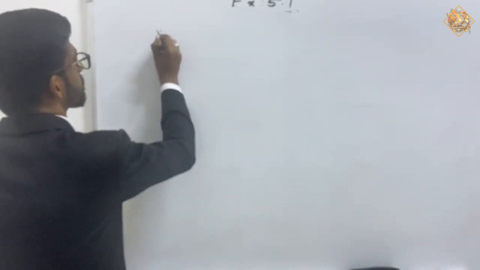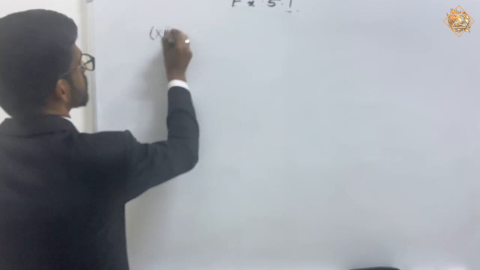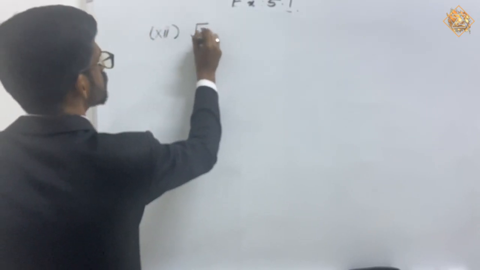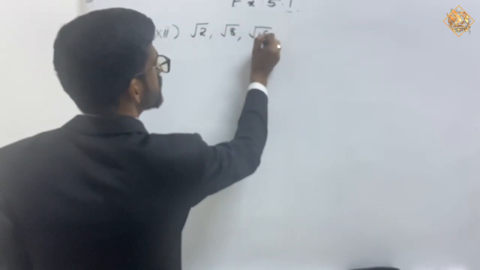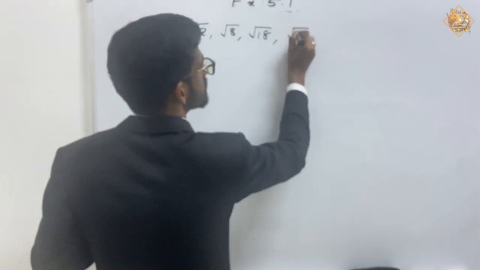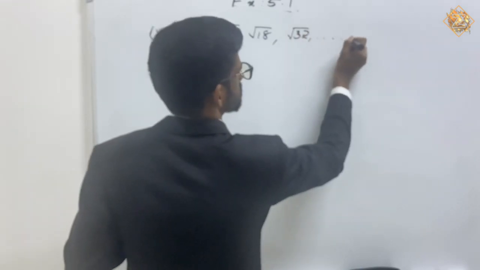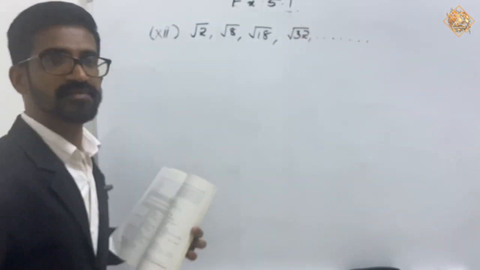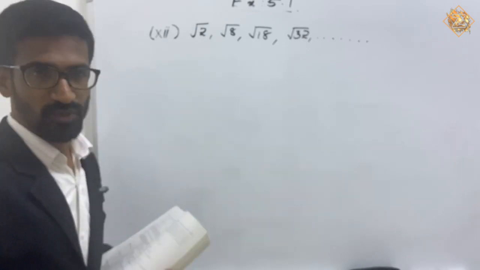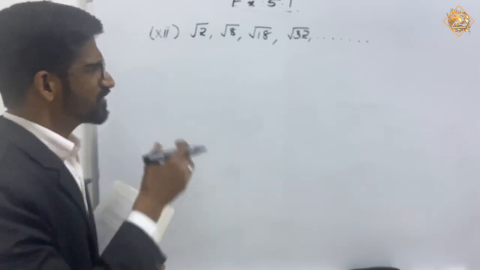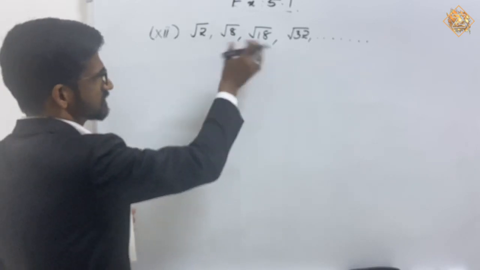Okay, see question number 12, that is root 2, root 8, root 18, root 32, etc. The numbers are given in roots. Here we have to check whether the list of numbers forms an AP or not. It's an important question, students. So here what we have to do is, first we will convert these numbers.